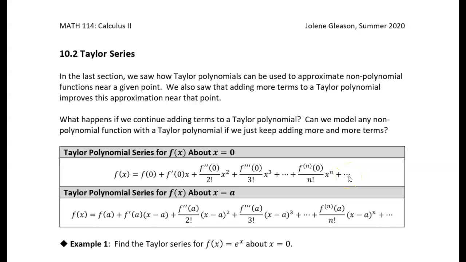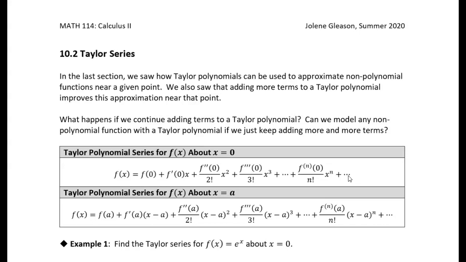So in the last lecture, we talked about Taylor polynomials and how we could use these Taylor polynomials to approximate non-polynomial functions near a given point. And we saw that adding more and more terms to a Taylor polynomial improves the approximation. So you wonder what happens if you just continue adding terms to a Taylor polynomial. I mean, can we model the whole function with a Taylor polynomial if we just keep adding more and more terms? How far out from the point we're modeling around is our approximation valid, right?